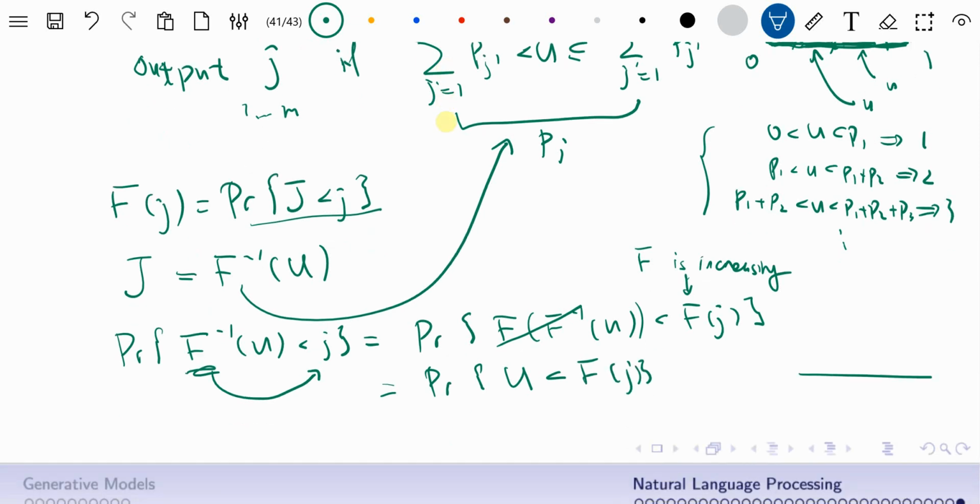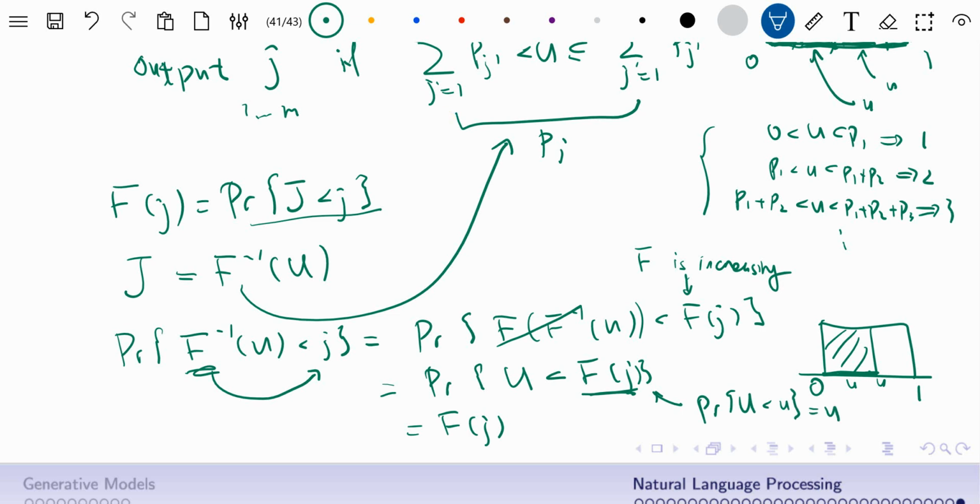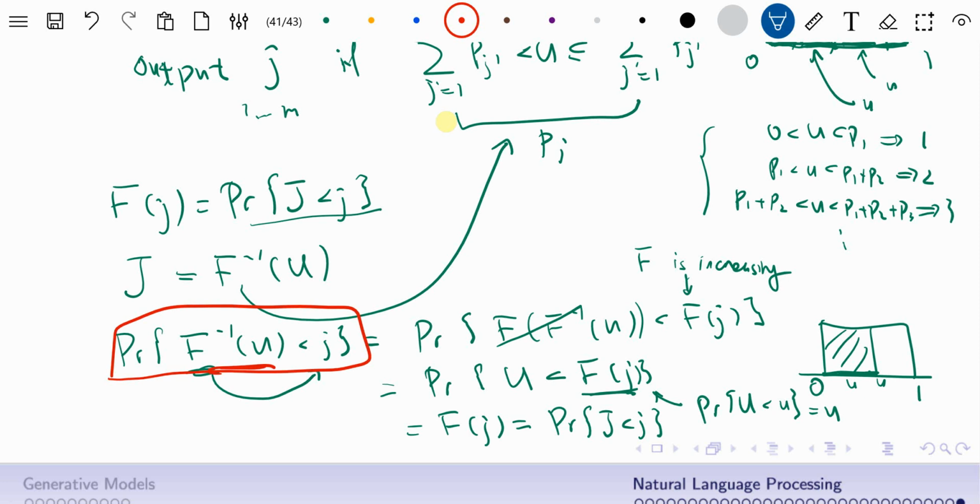The fact that this is a uniform random variable means that the probability of a uniform between 0 and 1 being less than u is just equal to u. This is due to the probability of U being less than any number, say small u, being equal to u, and this is how uniform random variables are defined. And remember Fj is the probability of J being less than j. So we see that the probability of this thing being less than j is the same as the probability of J being less than j. What it implies is that these two have the same distribution.